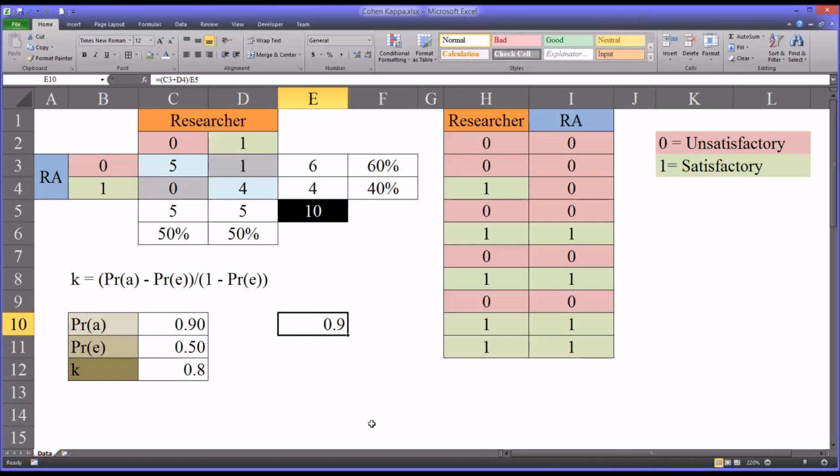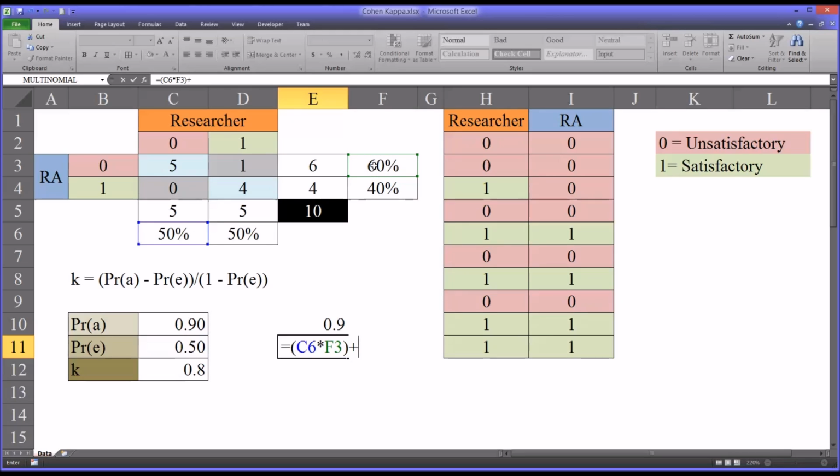To calculate the probability of agreement based on chance, it's a different formula. It's going to be these two percentages multiplied together, and then these two percentages multiplied together, and it'll be the sum of both of those. So it's the sum of this value, 50%, times the 60%, plus the 50% multiplied by the 40%. You see we have 50%.